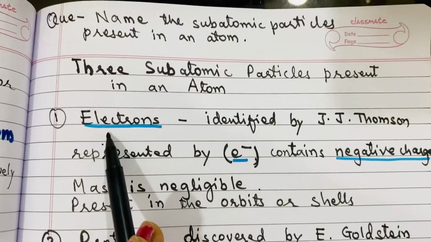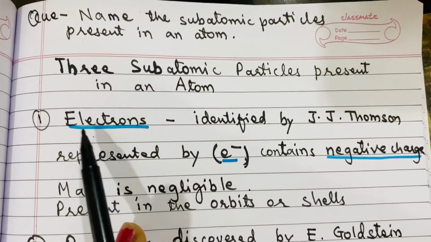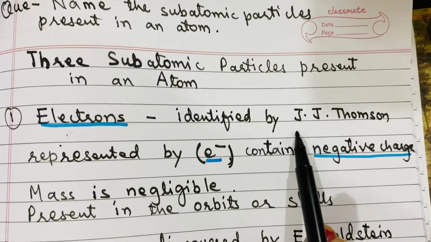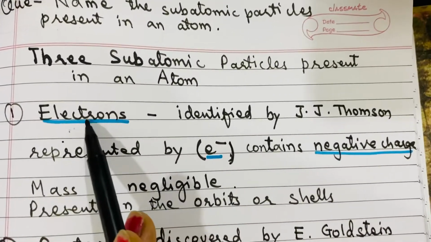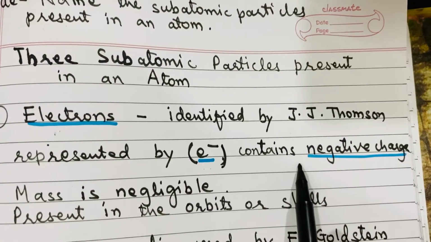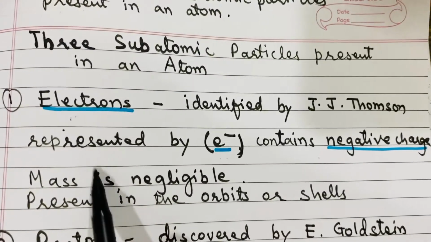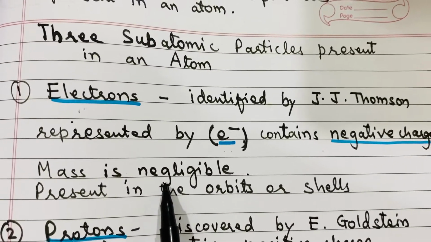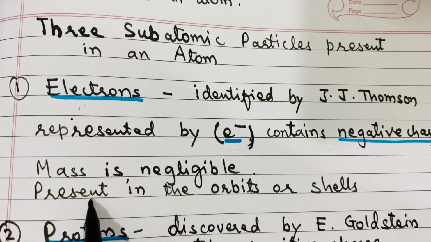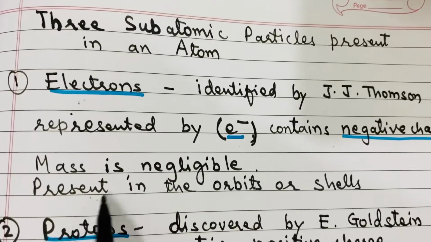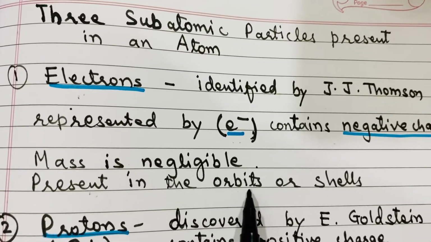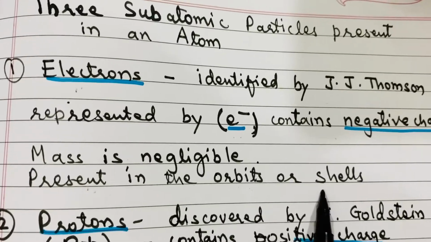Yes, the first are electrons. These electrons are the negatively charged particles which were identified by J.J. Thomson. Electrons are represented by the symbol e negative because they contain negative charge. The mass of the electrons is quite negligible, right? They are very light particles. And electrons, where are they present? They are present inside the orbits. They are revolving around the nucleus in their specific orbits or shells.